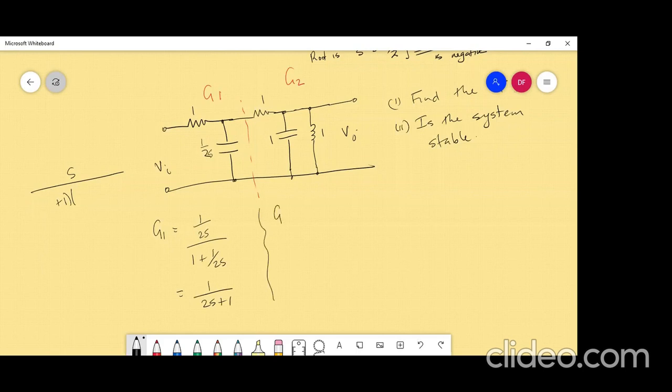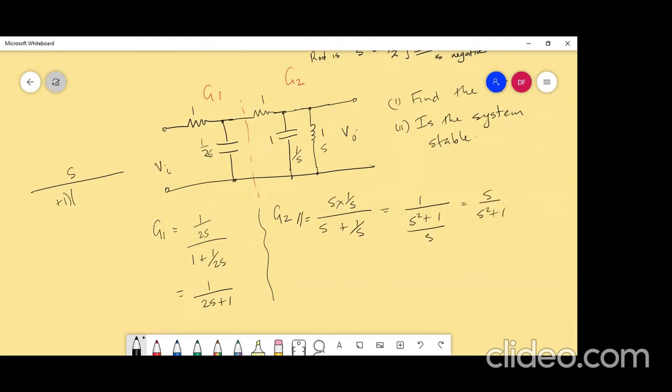All right, so G2 now. This is s, and this is 1 over s. So the parallel part would be product over sum. That works out to 1 over s squared plus 1. So the parallel section is equal to s over s squared plus 1. That's the parallel section alone.